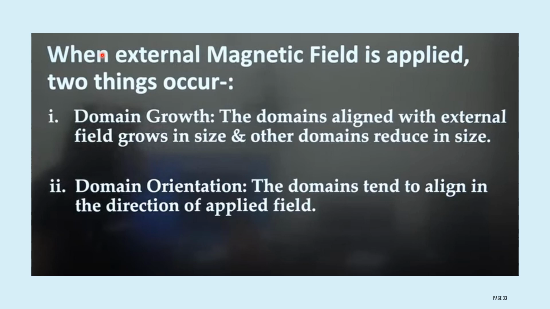When an external magnetic field is applied, two things occur. First one is domain growth, second one is domain orientation. Domain growth means the domain aligned with the external field grows in size and other domains reduce in size. Domain orientation means the domains tend to align in the direction of an applied field. Let us see in the next slide.